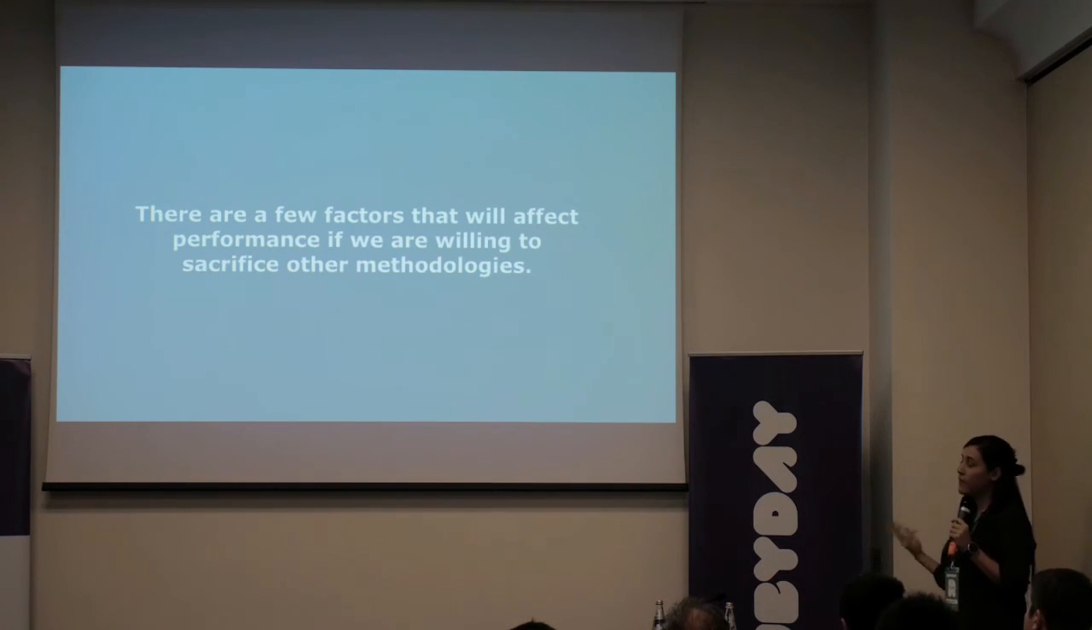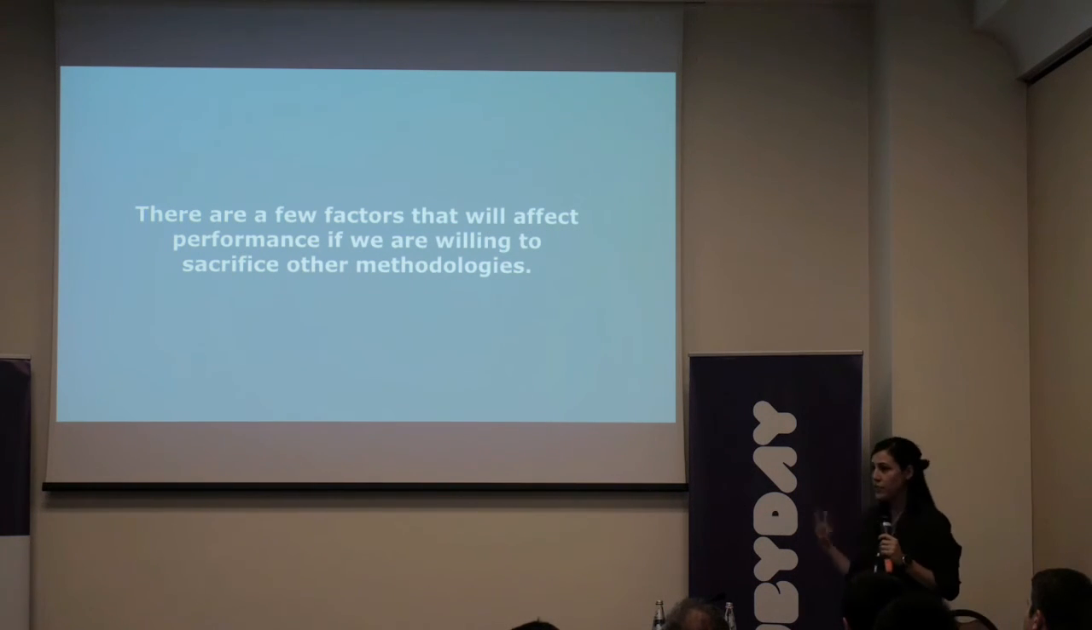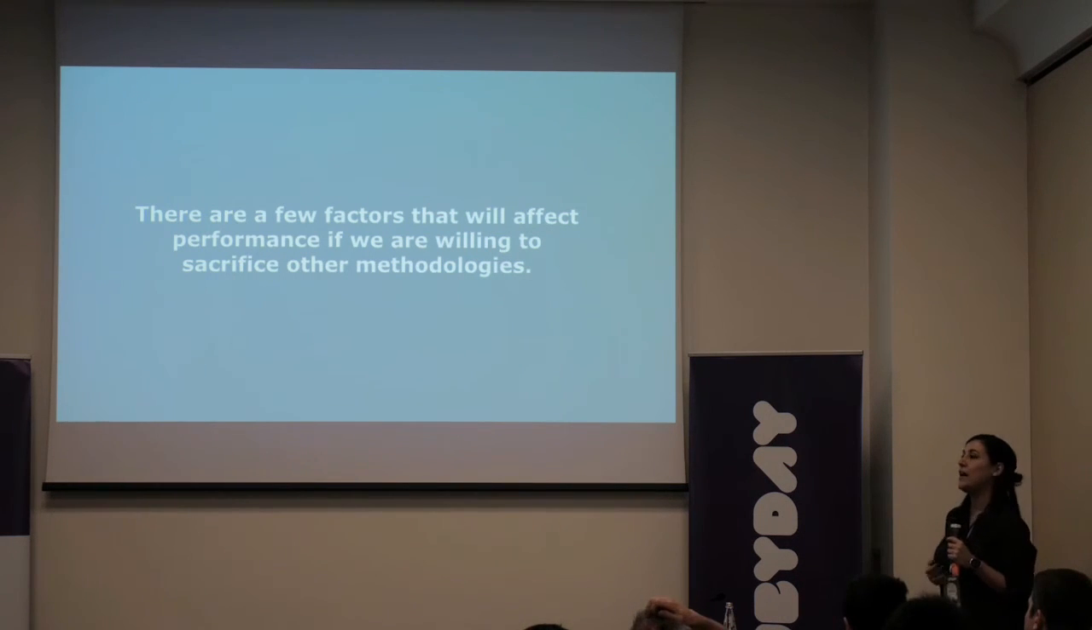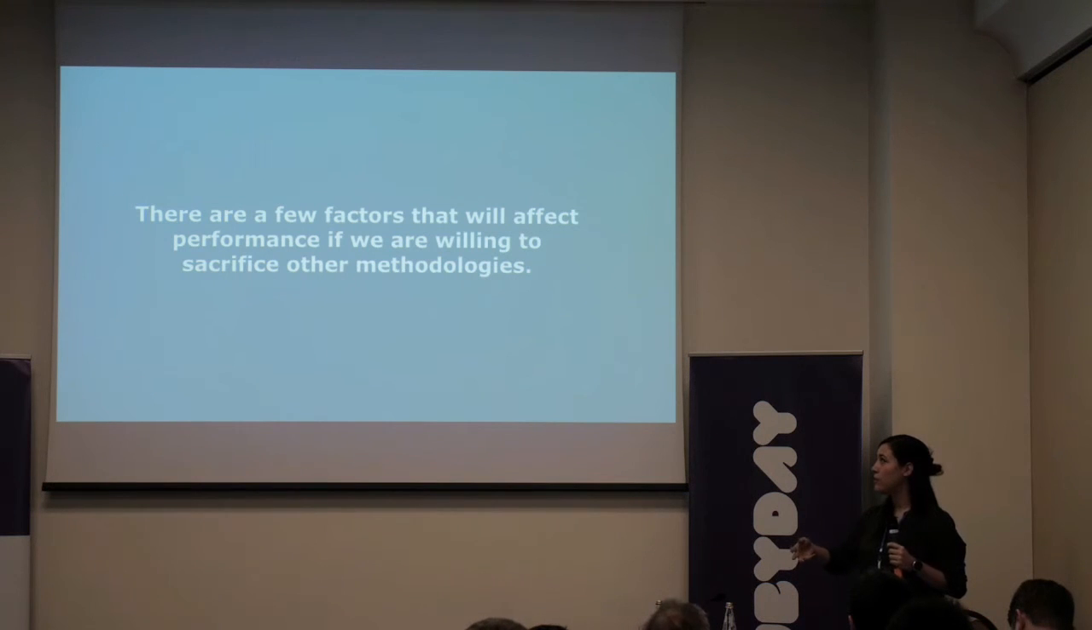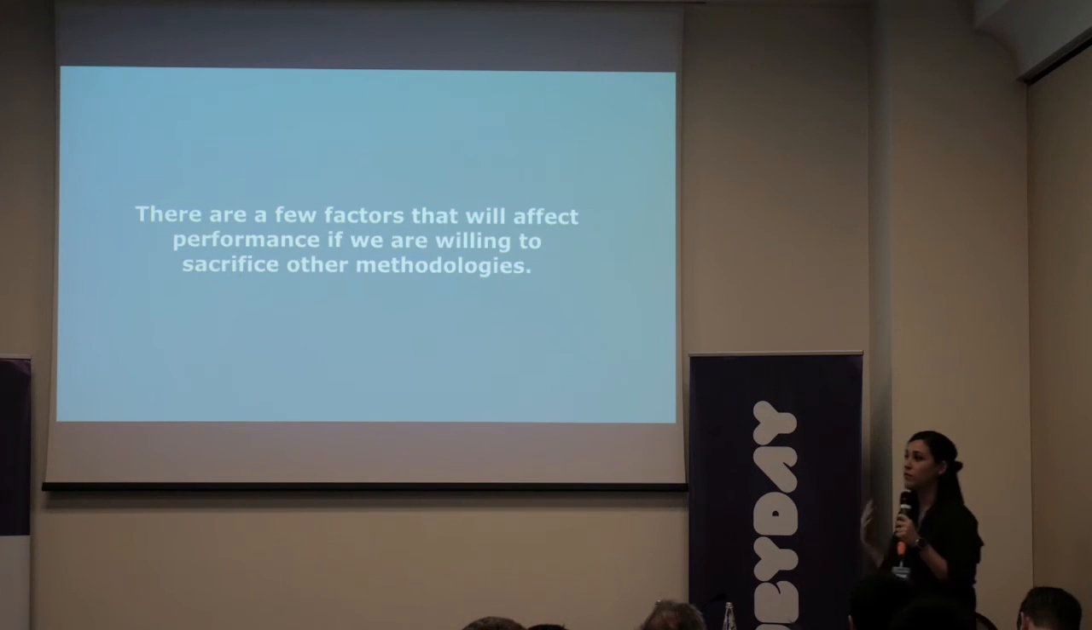Okay, so just to go back, there are a few factors that will affect performance, but if we are willing to sacrifice other methodologies. So for example, using the while loop, that's a good way to make your Ruby code a lot faster, but at what expense? While loops don't necessarily read as well as other Ruby blocks. They're not necessarily the easiest to break. So if we're meta-conditional, we end the while loop. If we have an each loop, we already have a definitive end, and we don't have to break the loop.